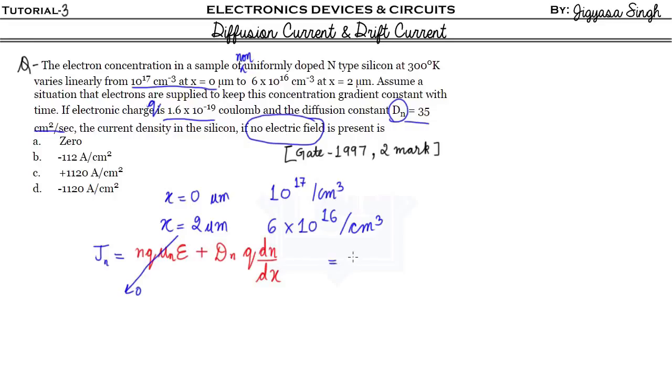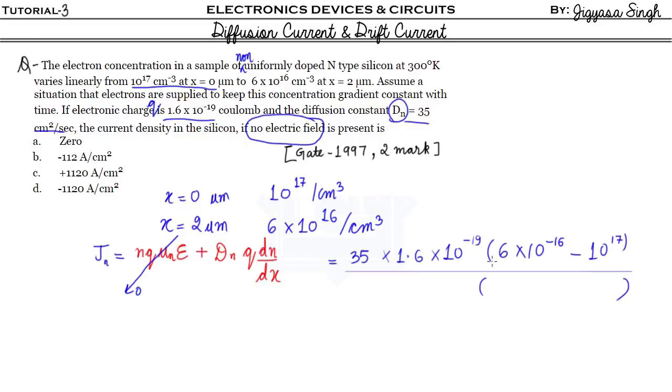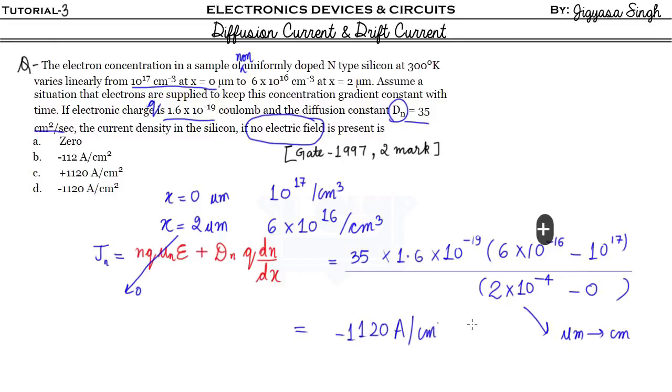Let's just put the values very fast. I have written this. Now this is how you write the gradient, subtracting the lower from the higher. Now here what should I write? 2 into 10 to the power minus 4, minus 0. Why did I write this? Because I converted the micrometer into centimeter. We have to keep the units uniform. The whole game over here is of units. So this will give me 1120 ampere per centimeter square.